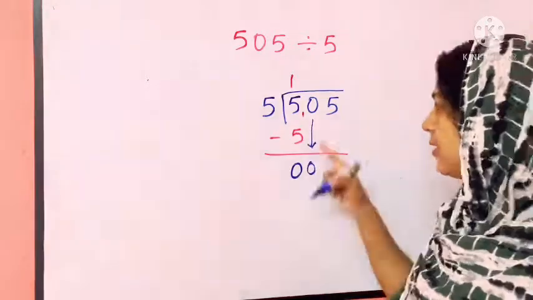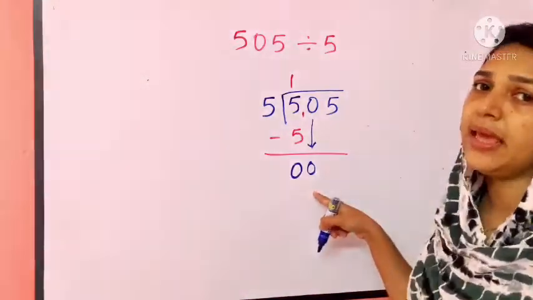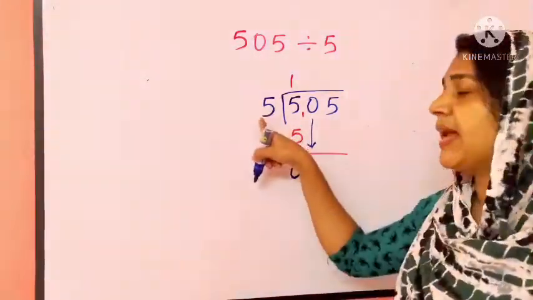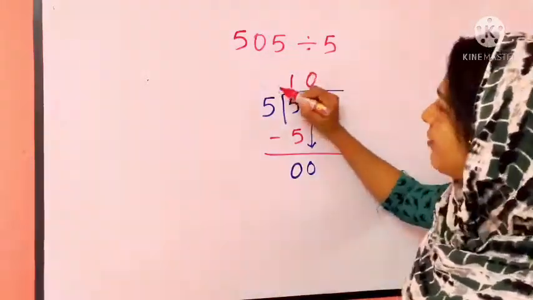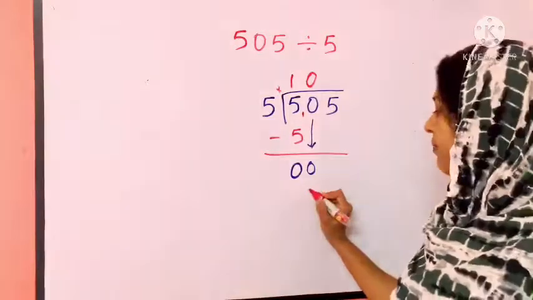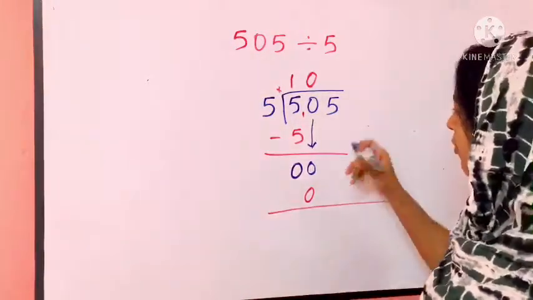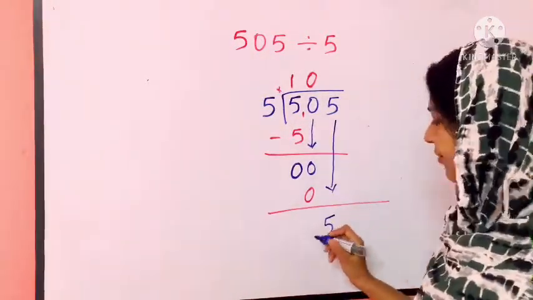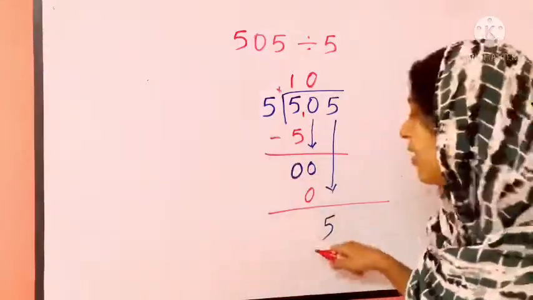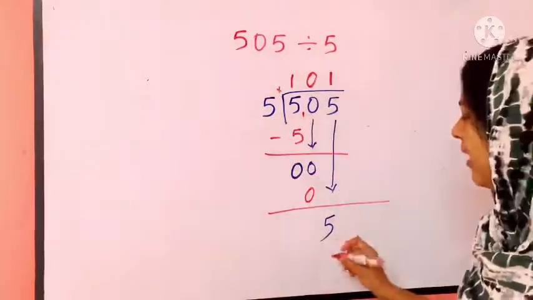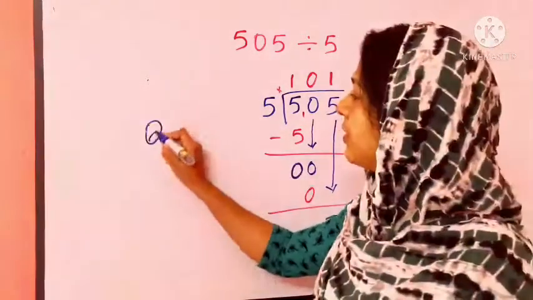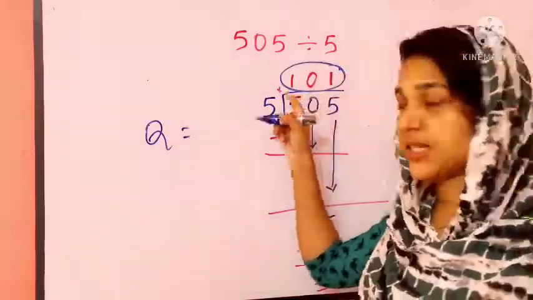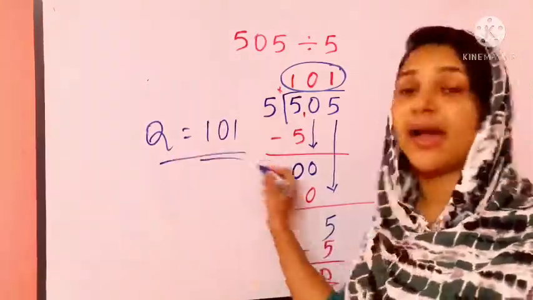That is also a 0. So to get the answer as 0, we should multiply the number with 0. So put a 0 here. 0 into 5 is 0. So write here 0. Now take the third digit downward. That is 5. Again, 1 5s are 5. So put 1 here. 1 5s are 5. Deduct it. 0. Now the quotient is equal to this number. This is the answer. So 101 is the answer.